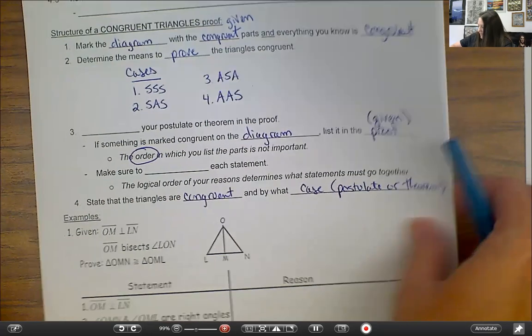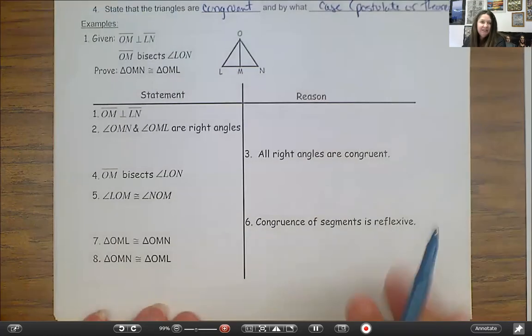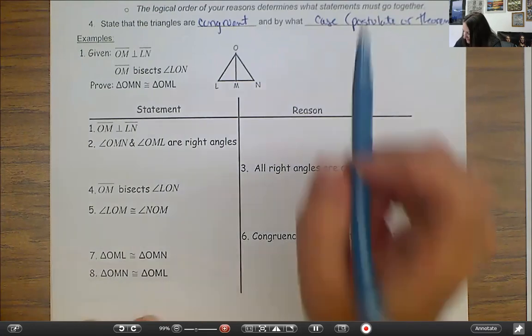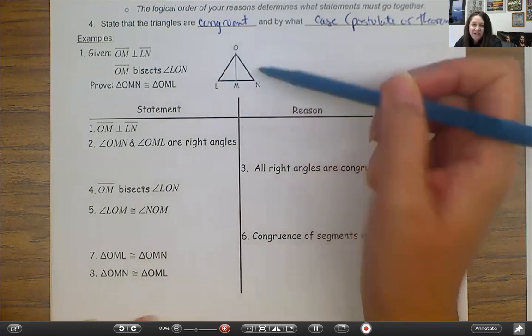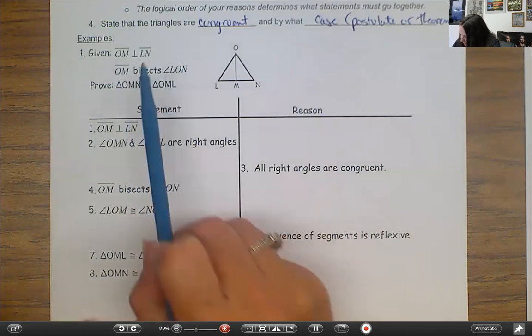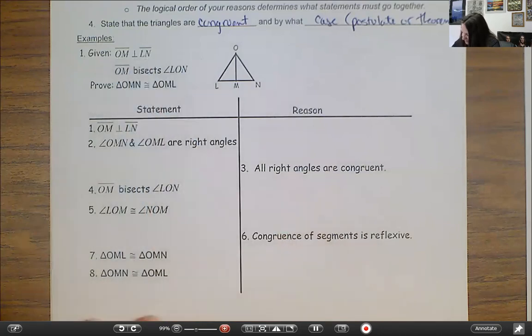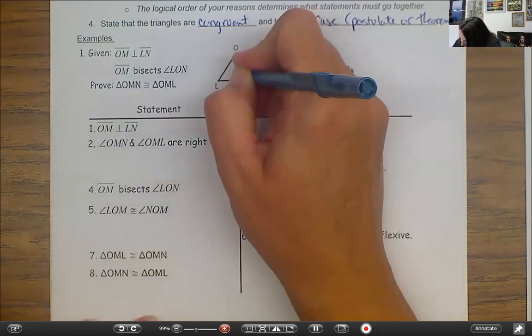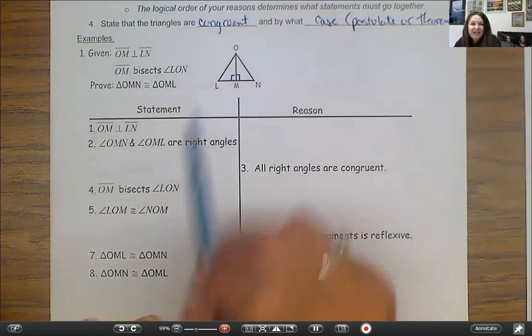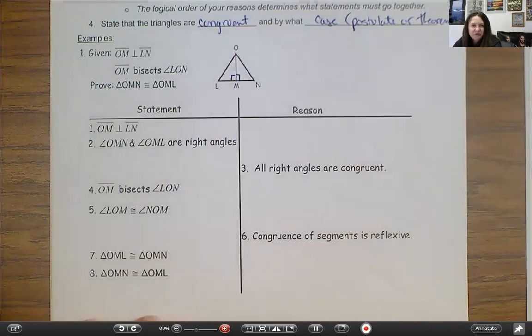Okay, so let's go ahead and take a look here at what that would look like if we were actually writing out a proof. So again, in this case, let's mark what we know on the diagram to begin this. So we know that OM is perpendicular with LN. Well, if you have perpendicular lines, you're going to have right angles that are formed. Now you could mark your right angle at any location, but I'm going to mark it on both sides because that's a right angle in each one of those triangles that's up there.